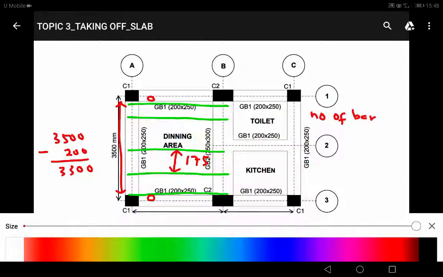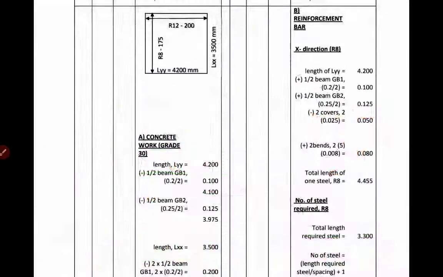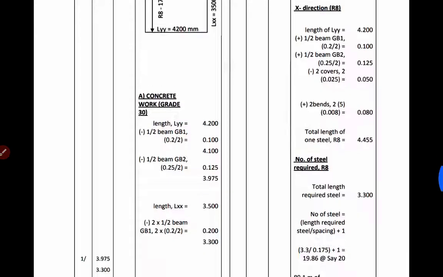So to determine number of reinforcement or number of bar equal to the length that you have is 3300 divided by spacing 175, and you need to plus 1, so you will get the number of reinforcement or number of the bar.